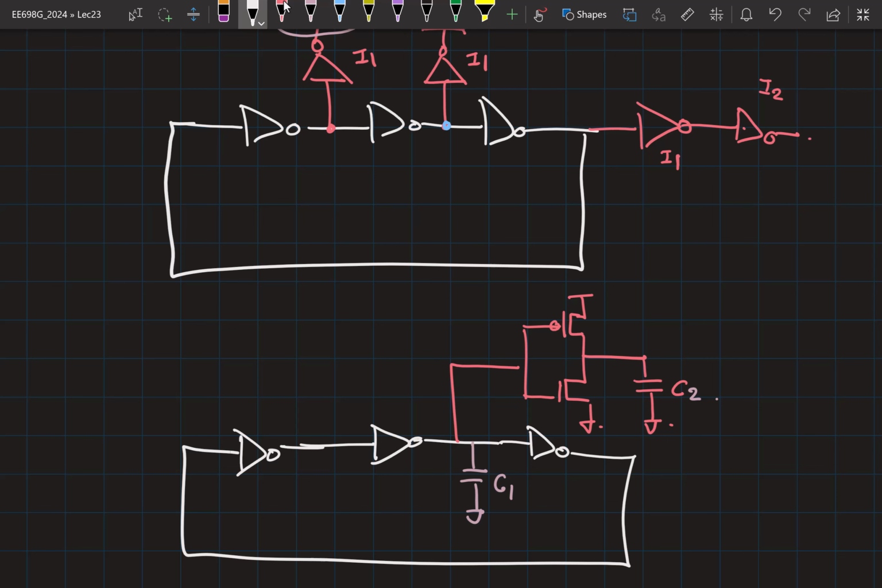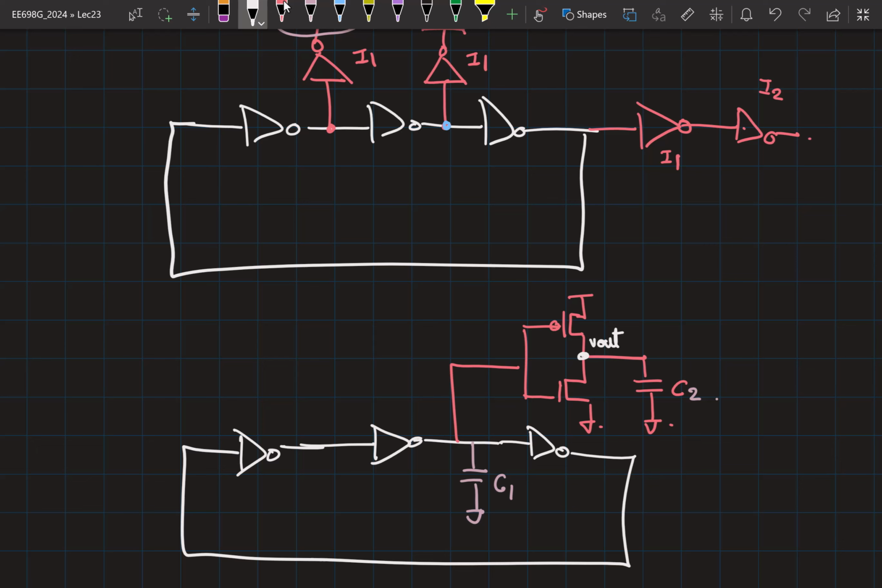So you are saying during the transition time, presence of C2 is going to affect the value of Vout during the transition, right? That's what you are saying. Yeah, that will affect the gate capacitances, which contribute to C1. Yeah. Is that okay?